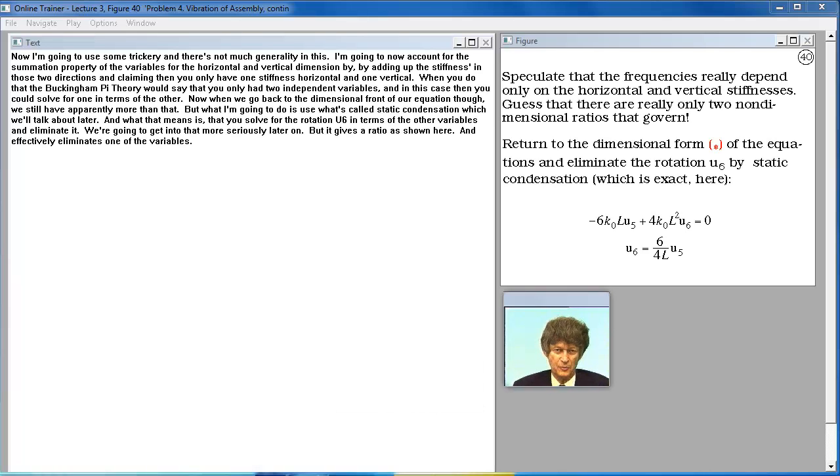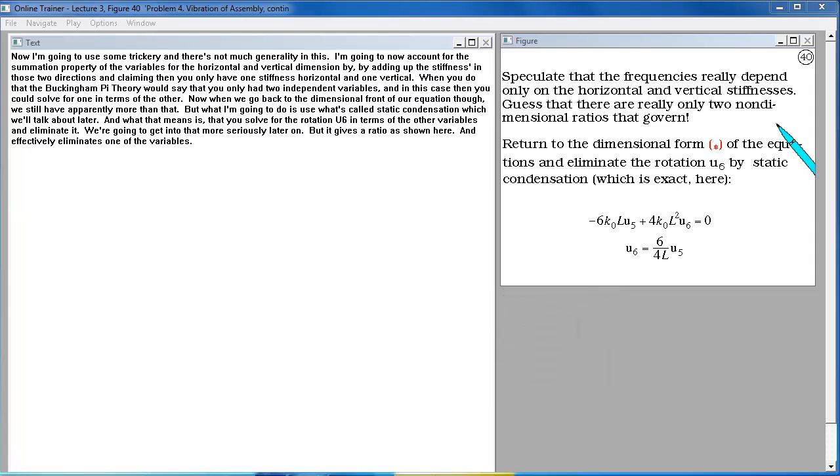Now I'm going to use some trickery, and there's not much generality in this. I'm going to now account for the summation property of the variables in the horizontal and vertical dimension by adding up the stiffnesses in those two directions and claiming then you only have one stiffness horizontal and one vertical. When you do that, the Buckingham pi theory would say that you only had two independent variables, and in this case then you could solve for one in terms of the other.